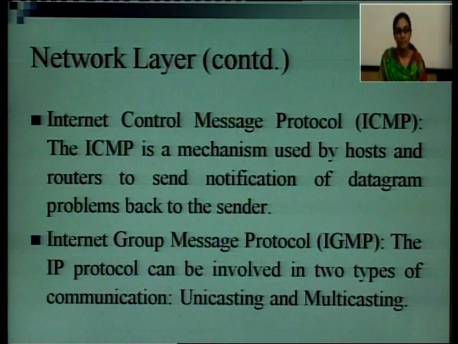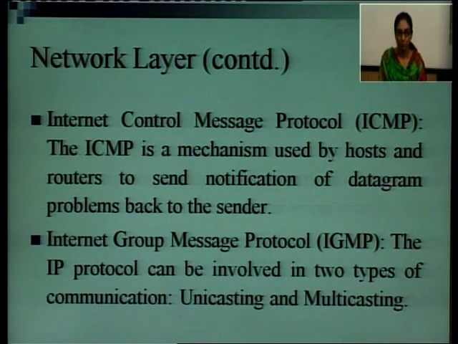Next two protocols: the first is ICMP, that is Internet Control Message Protocol. ICMP is the mechanism used by the host and the routers to send notification of datagram problems back to the sender.